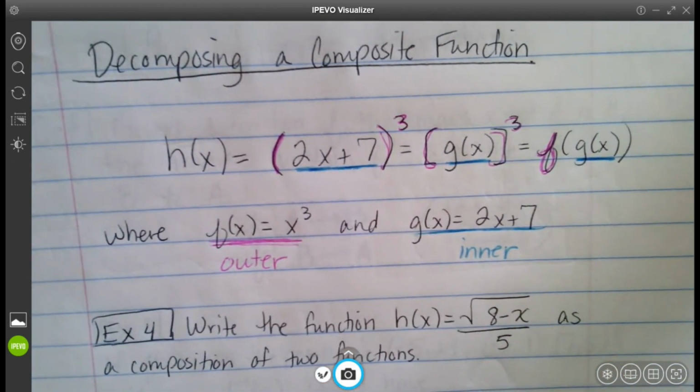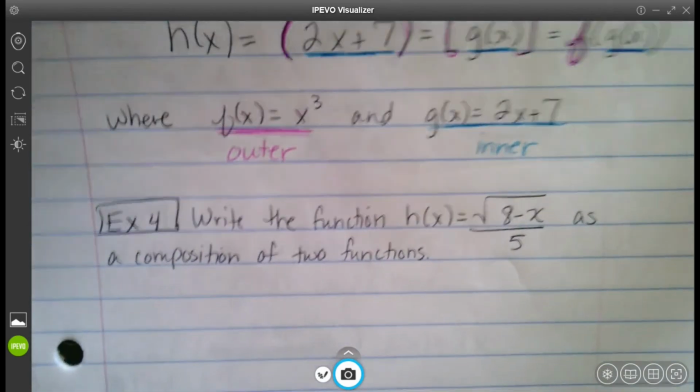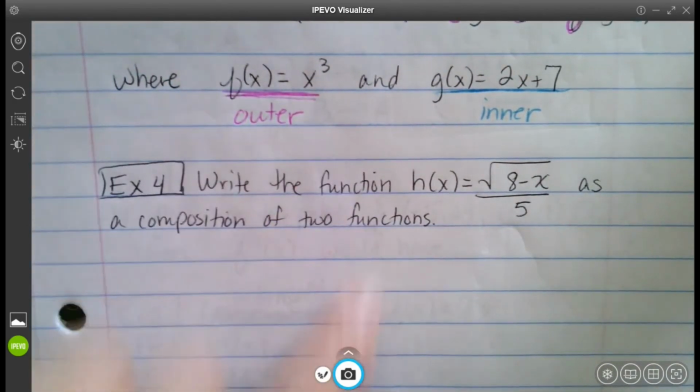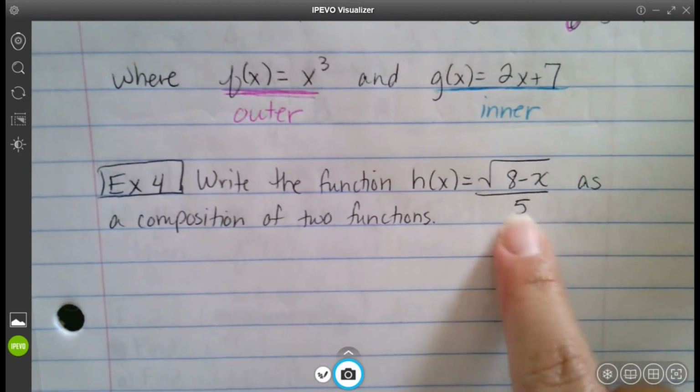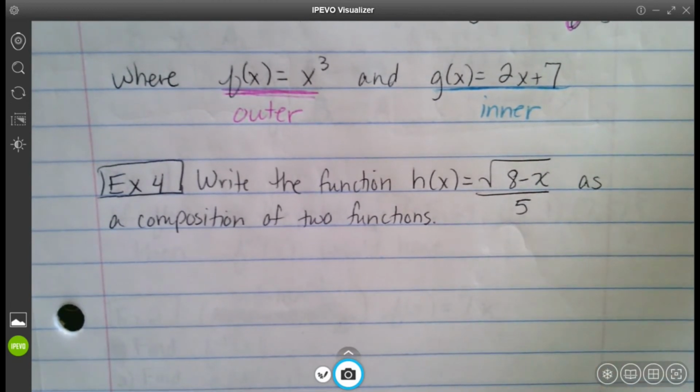Okay, so let's go ahead and look at an example and see if we can figure this one out. It says write the function h of x equals square root of 8 minus x over 5 as a composite of two functions. So we have to figure out how I can get two functions out of this. Honestly, the best way to do this is just kind of trial and error.